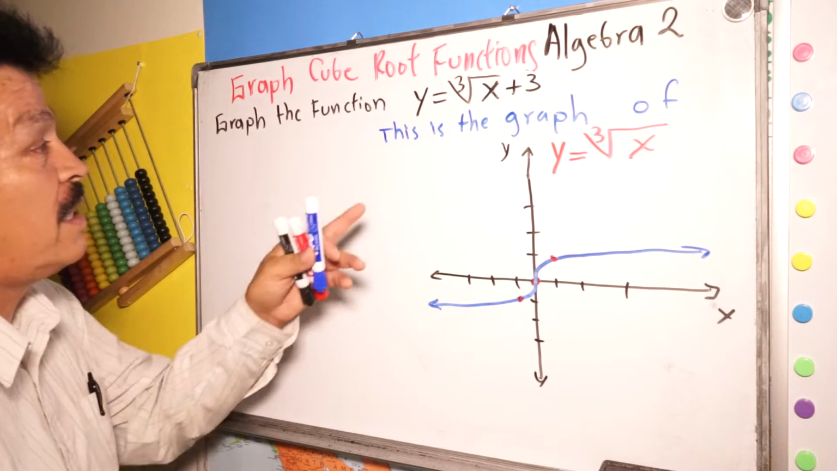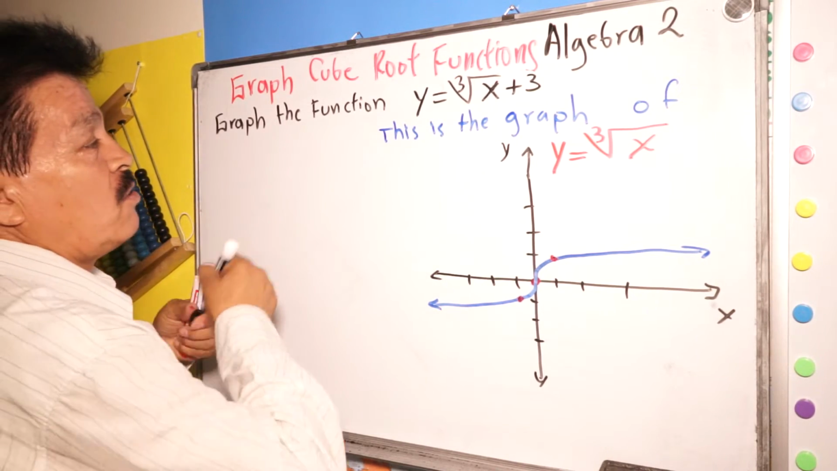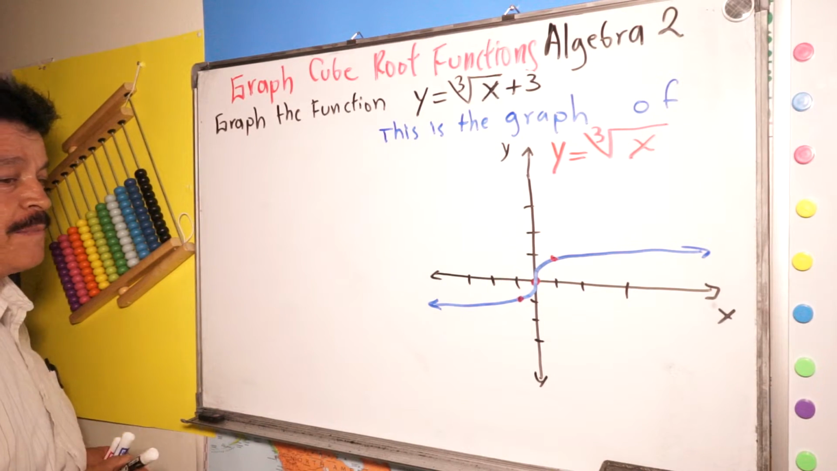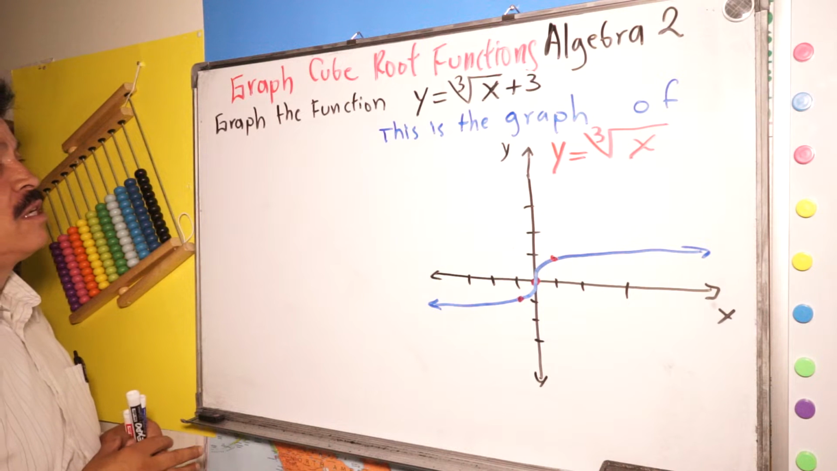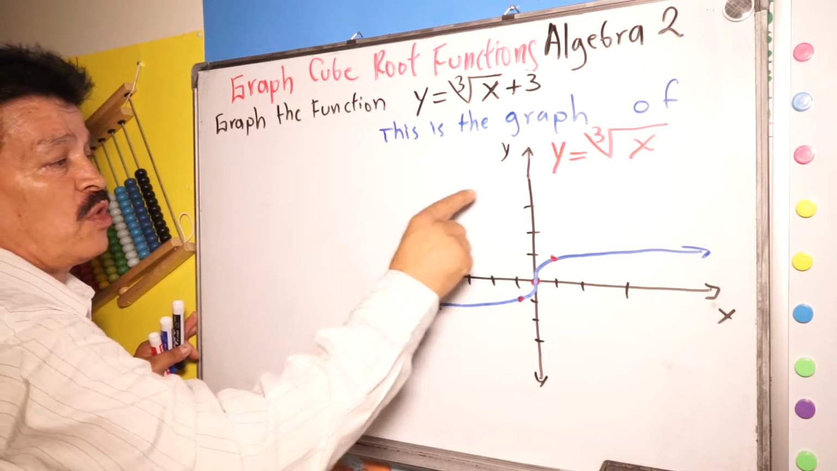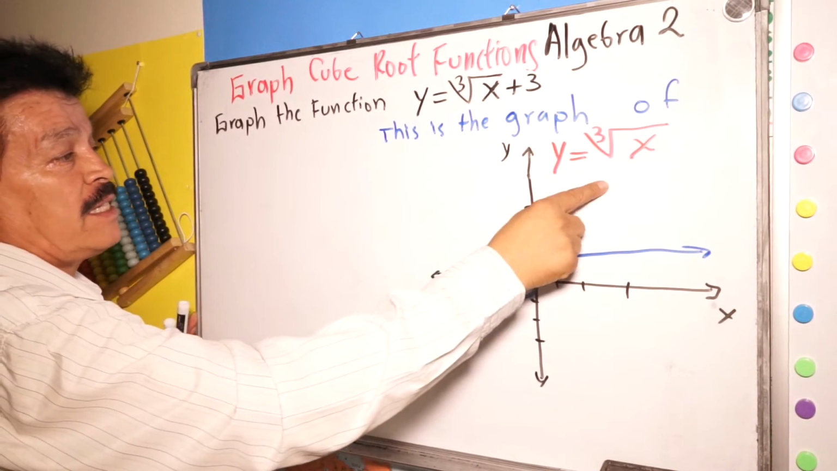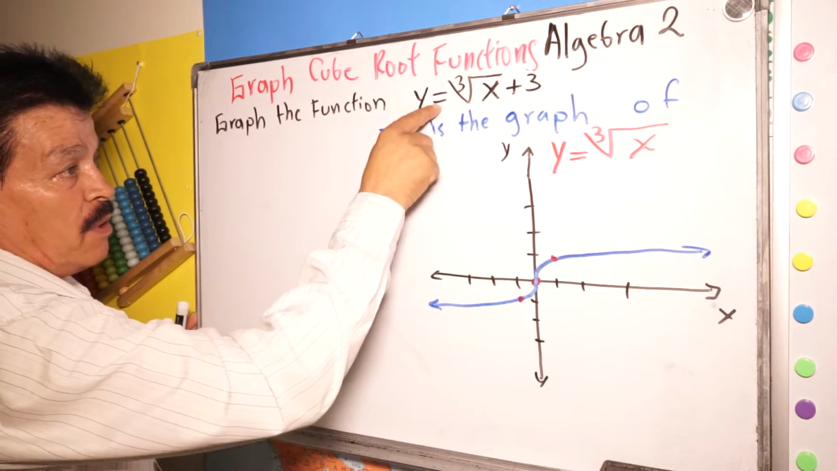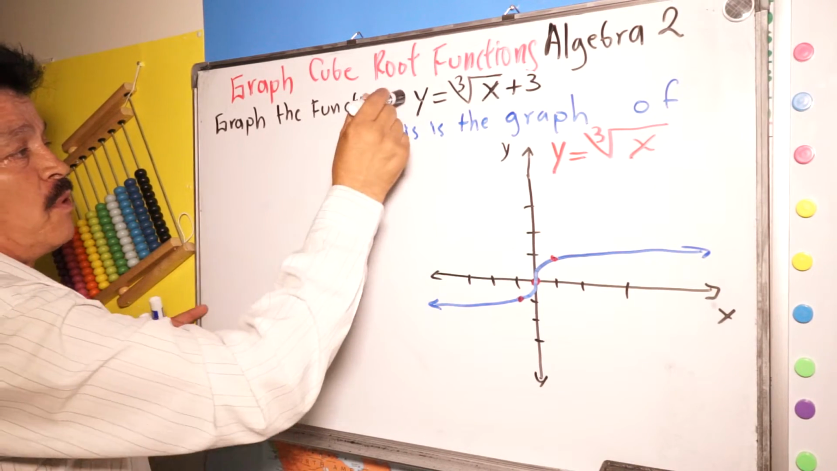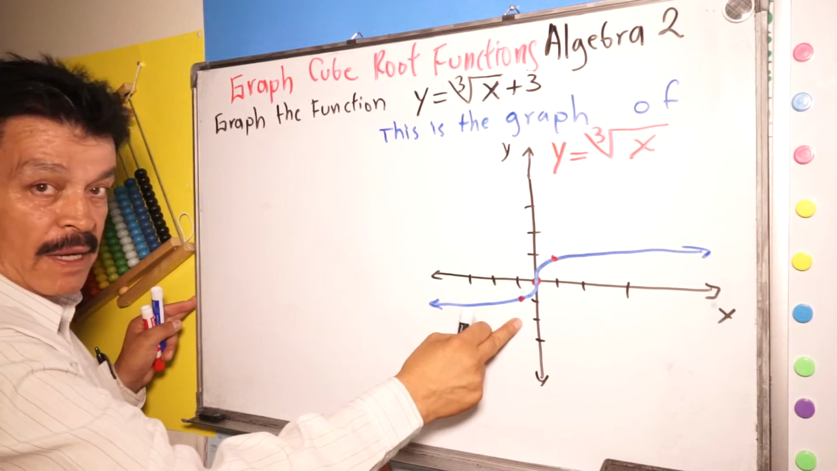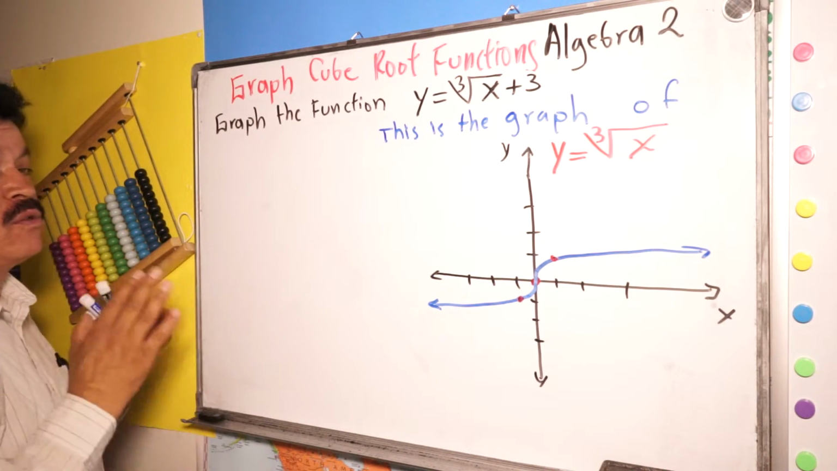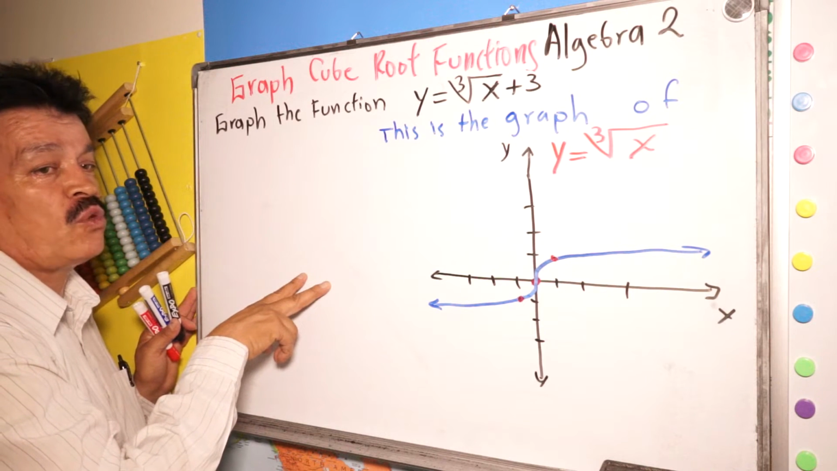So now how do we solve this problem? Y equals cube root of x plus 3. How do we graph it? First we have to see how the function relates to the parent function. What is the relationship between this problem and the parent function? Look at the graph right here. So now we have to apply the following transformation to the graph.